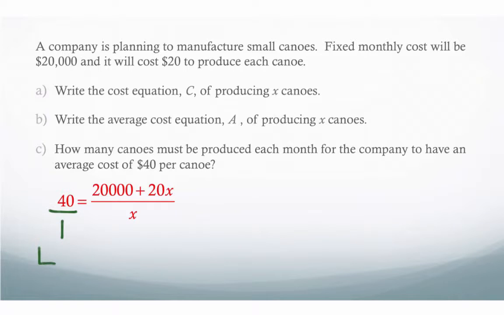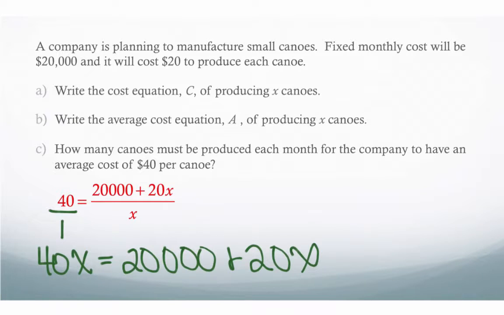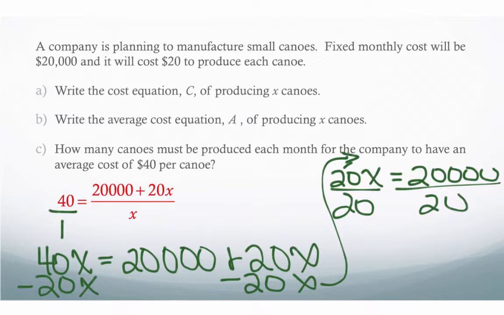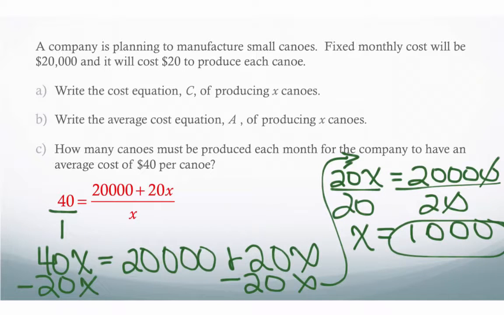So I have 40x is equal to 20,000 plus 20x. I could subtract the 20x from each side. So I have 20x is equal to 20,000. Divide each side by 20. So x is equal to 1,000 canoes. So in order for the average cost to be $40 per canoe, the company needs to produce 1,000 canoes.